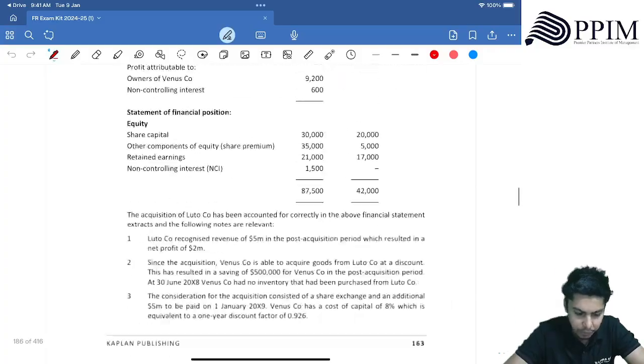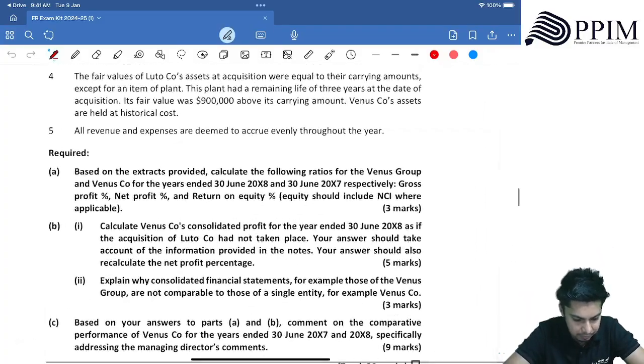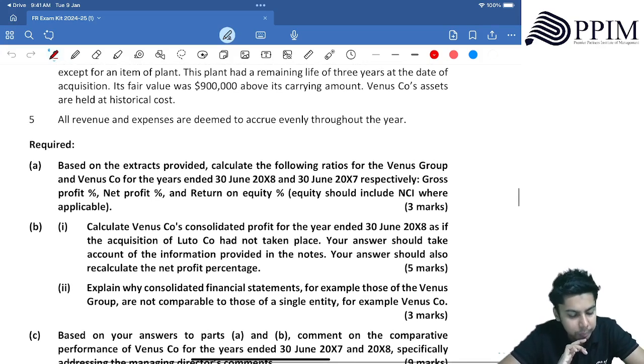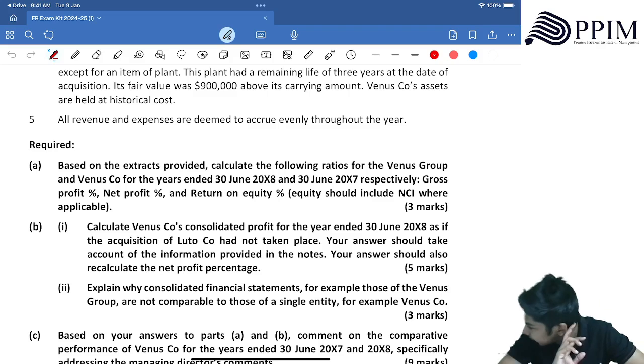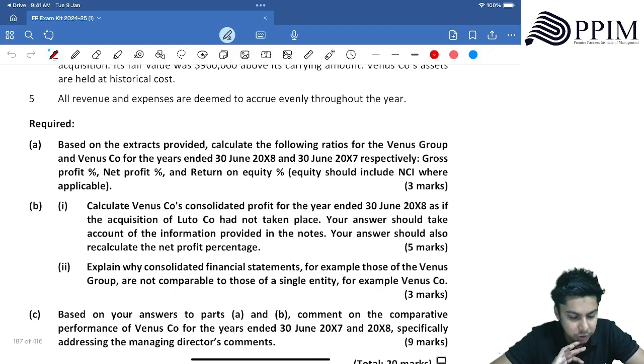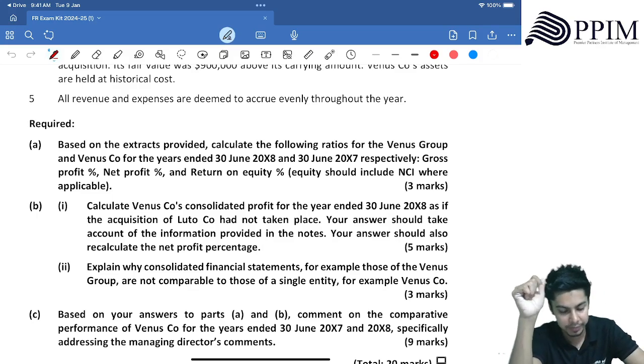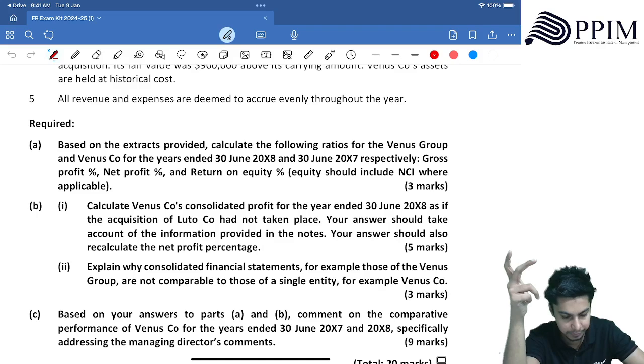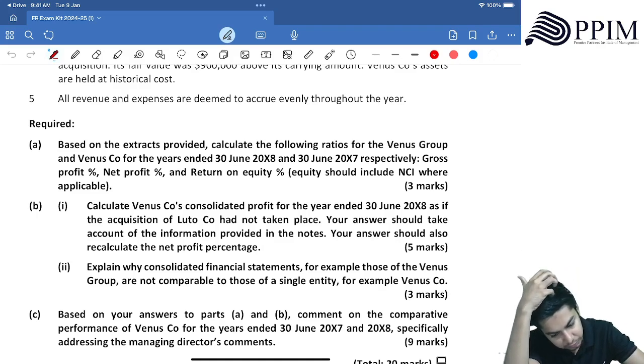So guys, 443, look at the first requirement that they are asking. Required A part, based on the extracts provided. Ratio question guys, always in word. Required A part: based on the extract provided, calculate the following ratios for Venus Group and Venus Corporation for 2008 and 2007 respectively: gross profit percentage, net profit percentage, and return on equity. Equity should include NCI where applicable.